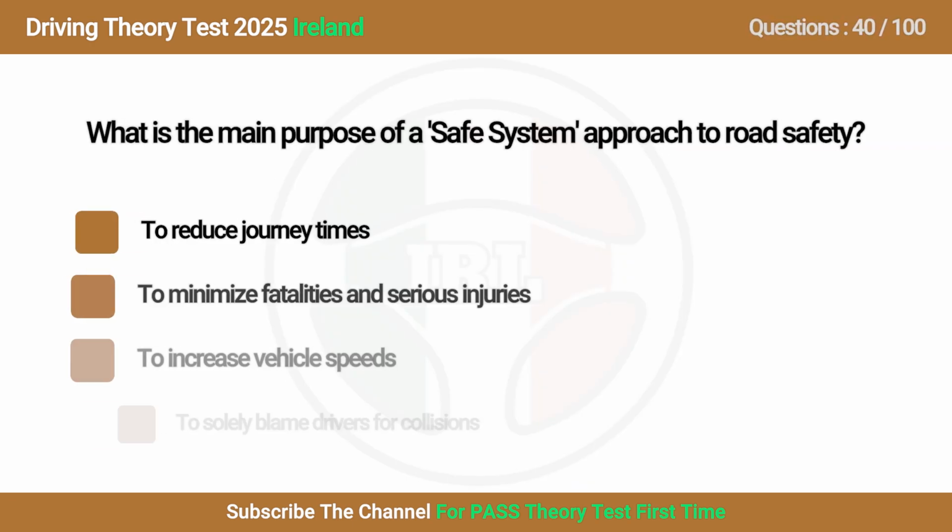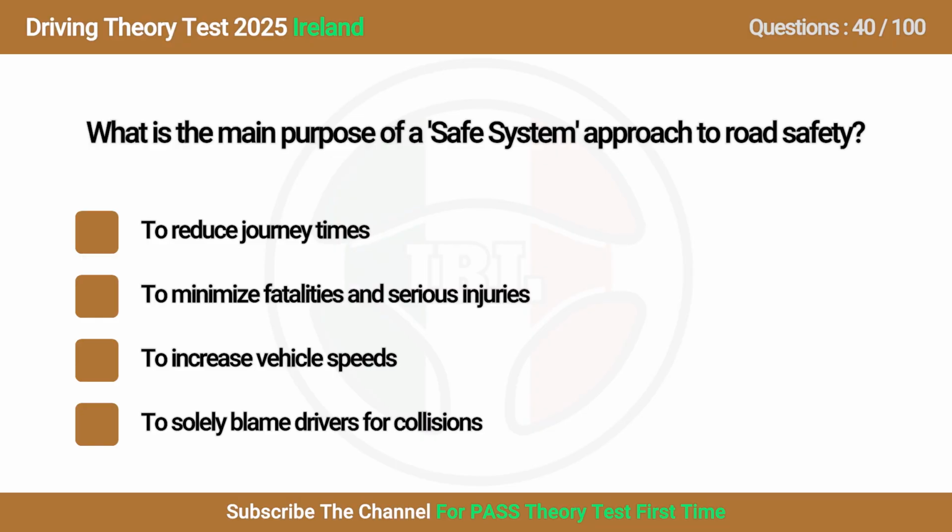Question 40. What is the main purpose of a safe system approach to road safety? A. To reduce journey times. B. To minimize death and serious injury. C. To increase vehicle speeds. D. To solely blame drivers for collisions.